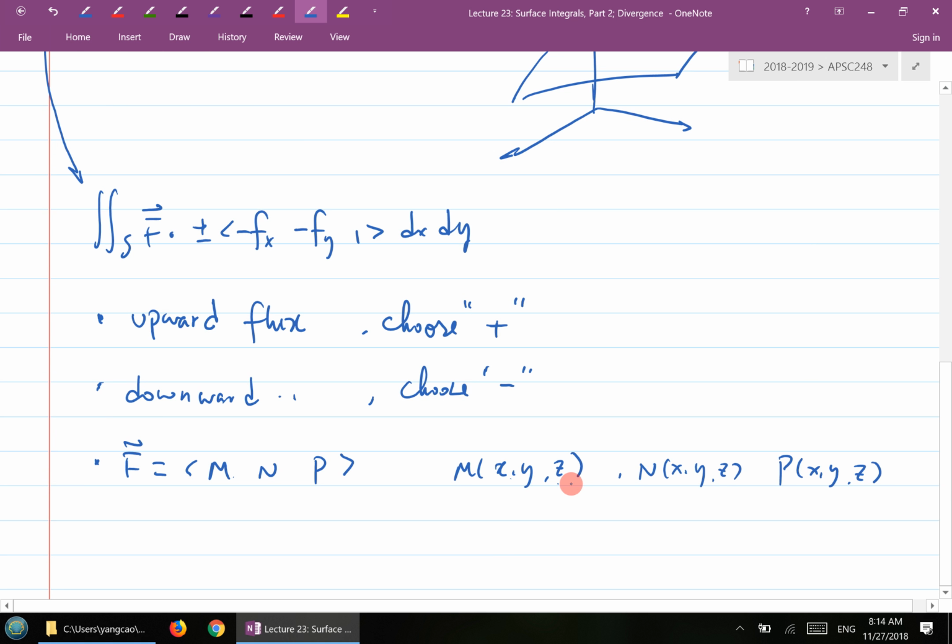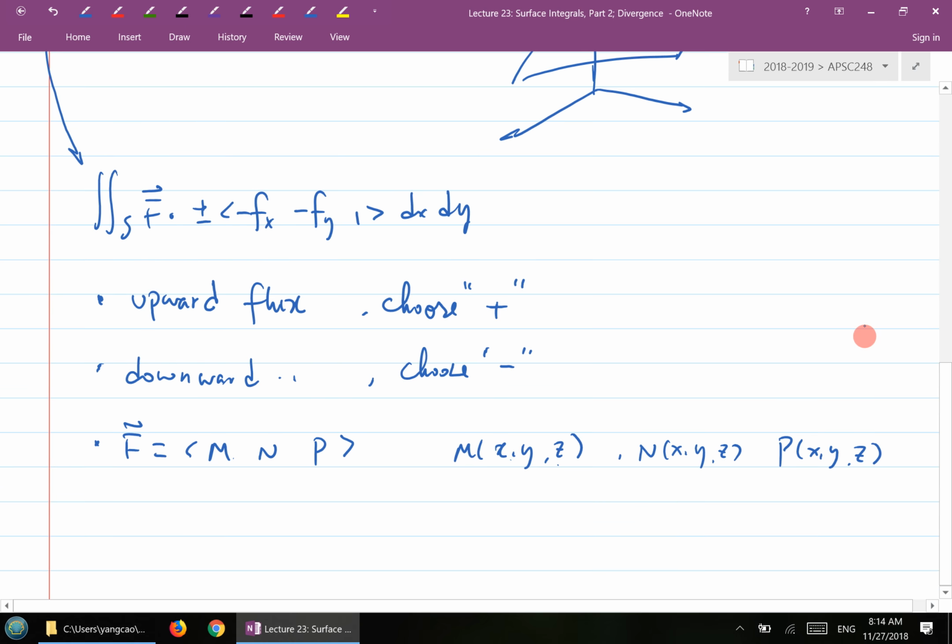Yes, it still applies. In general, the surface can be anywhere, maybe part of it above the xy plane, part of it below the xy plane. You're absolutely right, but in general, this applies to all the situations. Positive refers to upward flux. Okay, good. I'll explain a little bit why this positive is upward.